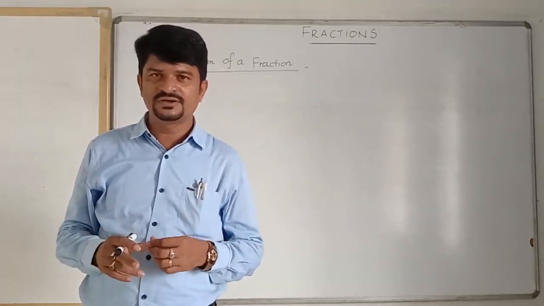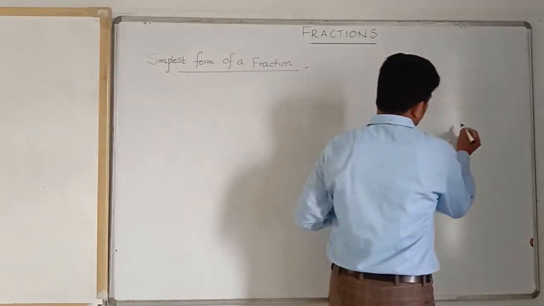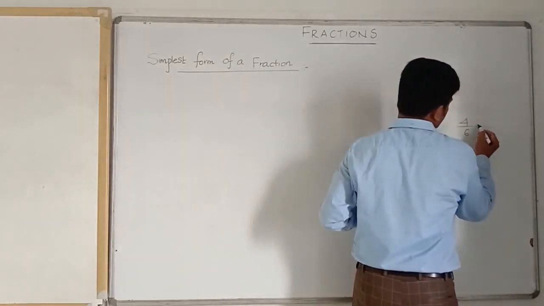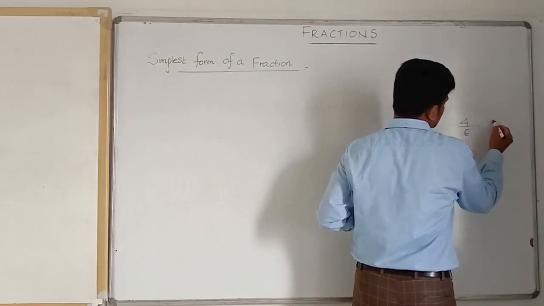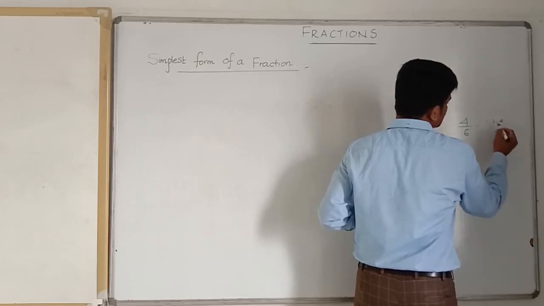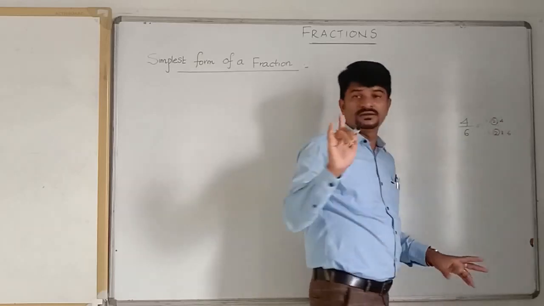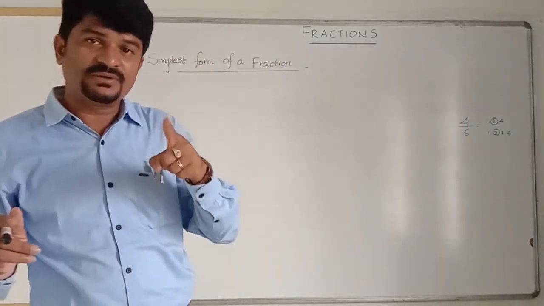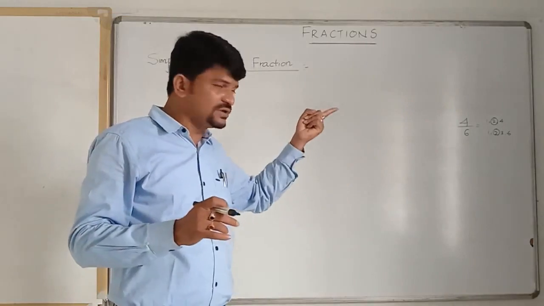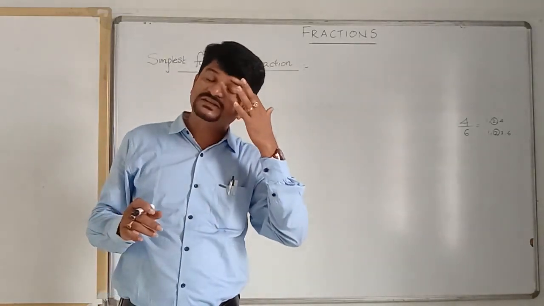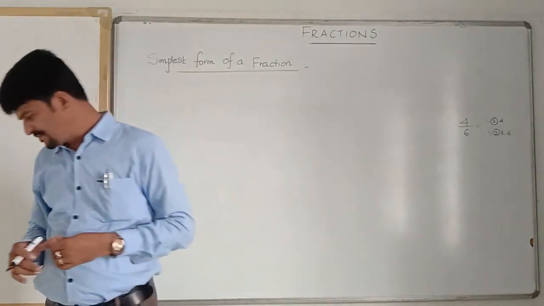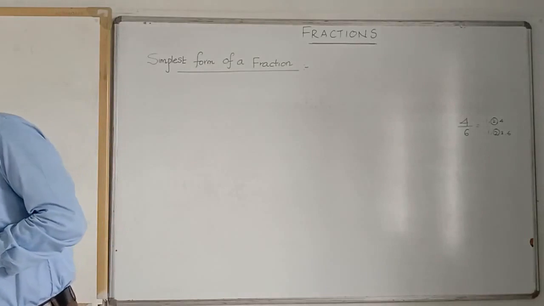You all got it? For example, 4 by 6. What are the factors of 4? 1, 2, 4. Factors of 6: 1, 2, 3, 6. Common factor 2 is there. Only when a fraction has 1 as the common factor for both numerator and denominator, then only is the fraction said to be in simplest form, or standard form. Okay, children?